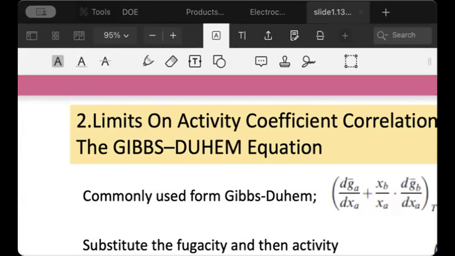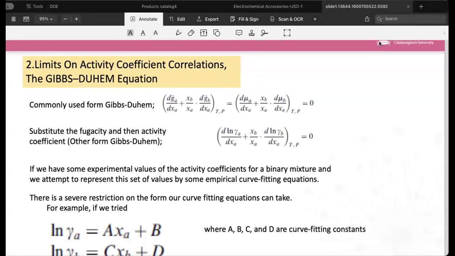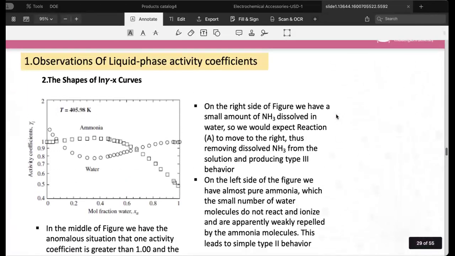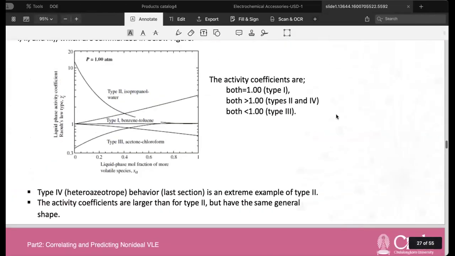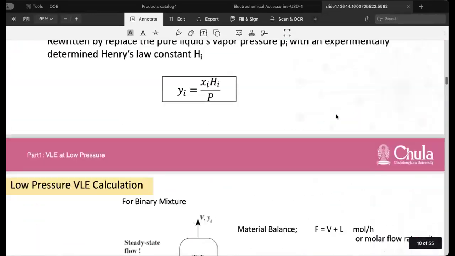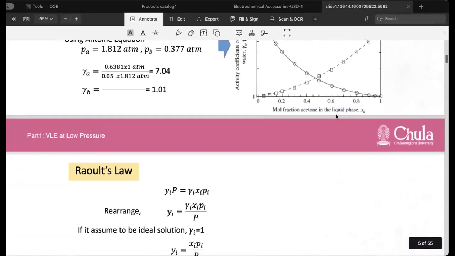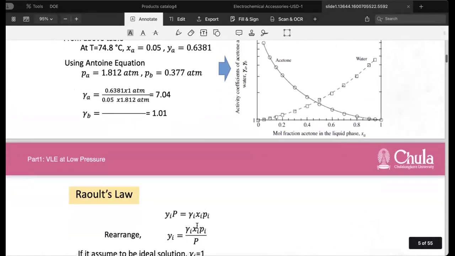Okay, so back to, where is it? Here? No. Okay, so now you see that from our VLE model, where is it? Okay, here. This one? No, this is chapter 8, the previous one. But I'm going to tell you why we need chapter 9.